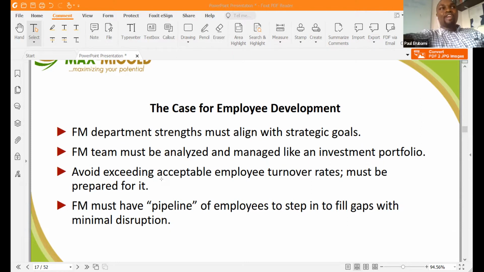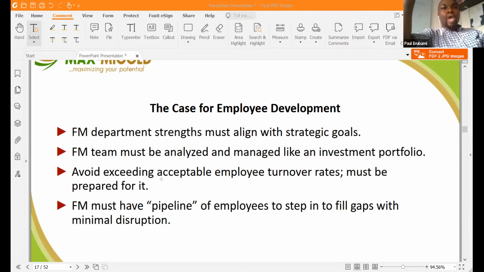Facility team must be analyzed and managed like an investment portfolio. Exactly. In an investment portfolio, you might have different assets. I'm managing a dollar, I'm managing pound, I'm managing real estate. You have different investments in your portfolio, right? And each of them has a several purpose in that portfolio. In the same way in the facility management team, an individual should have a unique skill that goes back to the entire strategic goal of the organization.